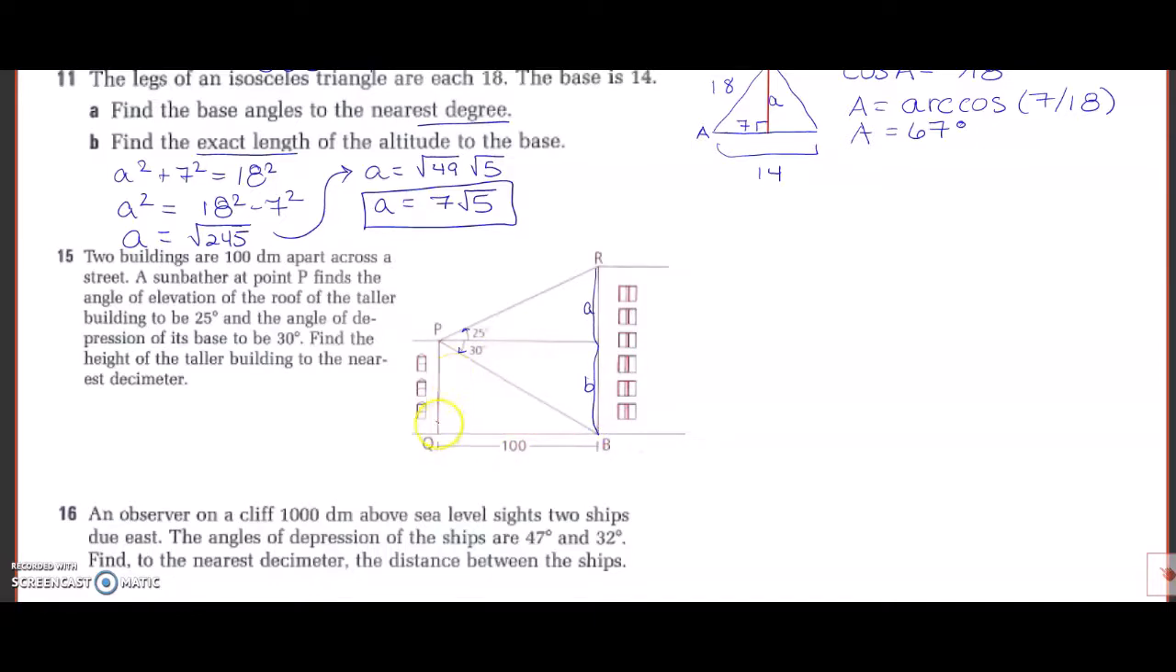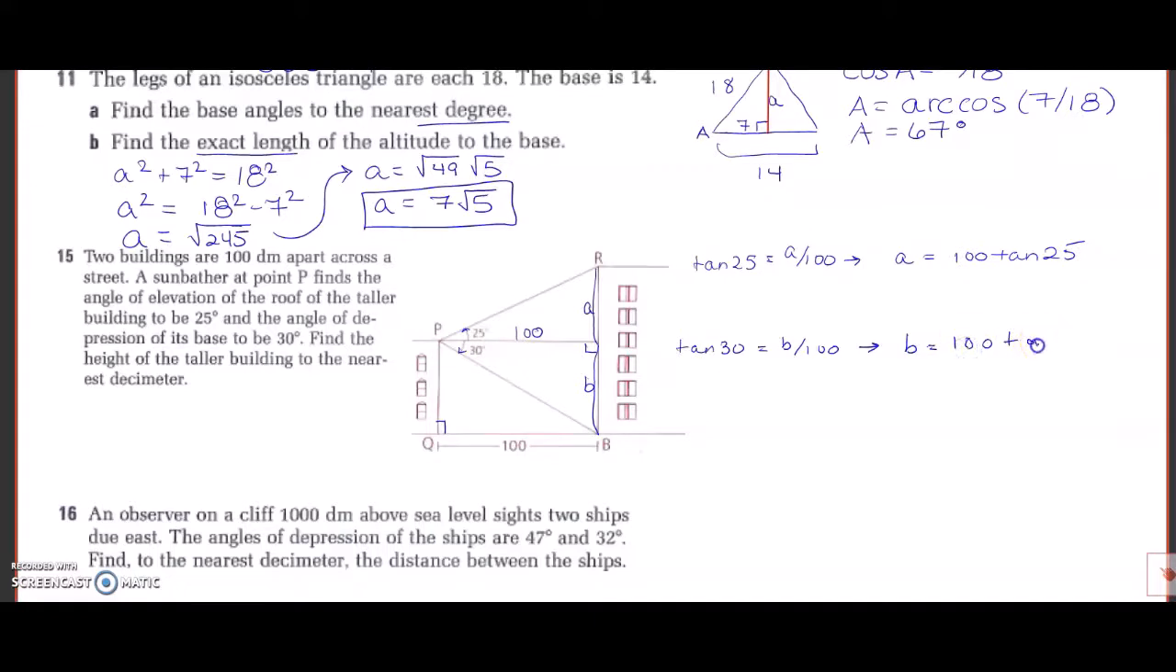I know that this is essentially, or I'm assuming at least, that that is a rectangle, so that would also be 100. So then I'm looking at tangent because I have opposite and adjacent. So the tangent of 25 is equal to A divided by 100, which means that A is equal to 100 times the tangent of 25. Similarly, the tangent of 30 is equal to B divided by 100, which means B is equal to 100 times the tangent of 30.